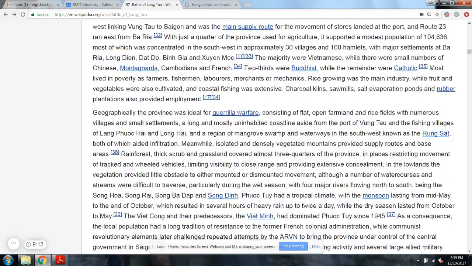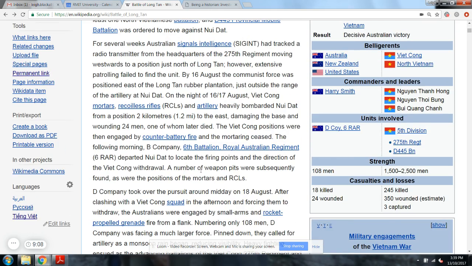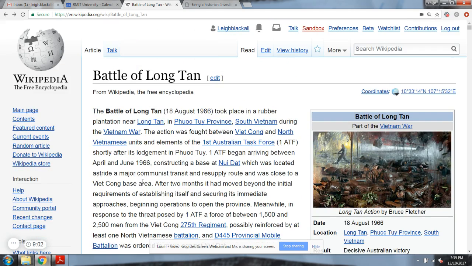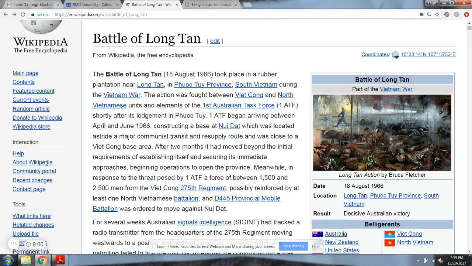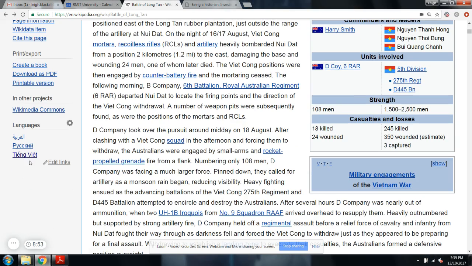The thing I did on this particular article is I was curious to see what the Vietnamese Wikipedia article had to say about this particular battle. In Wikipedia, on the left-hand side, you've got the other language versions of the article. Sometimes there's a lot of language versions and sometimes there's a few. In this case, only a few.